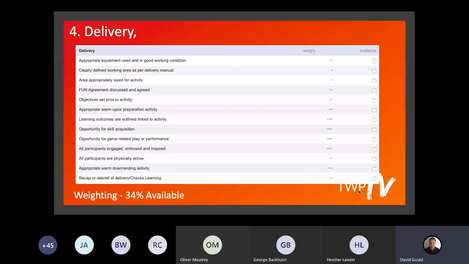Well done for going through the fun agreement at the start of the block of delivery. What I would always advise for good practice is you may have one or two children join mid-program. They may join after week one. And if you've gone through the fun agreement in week one, will they then know about it? Children will always need a repetitive reminder.